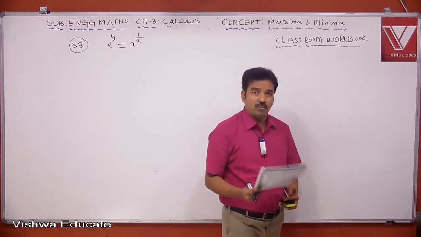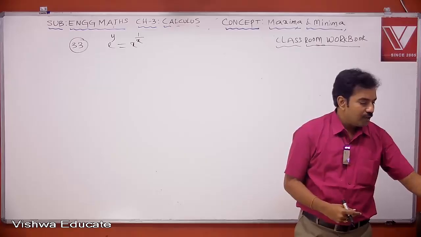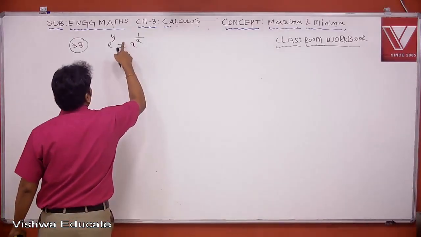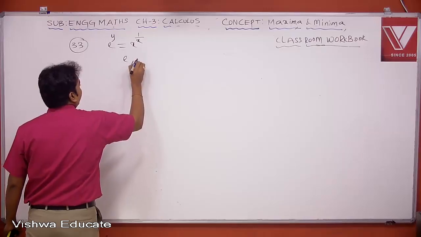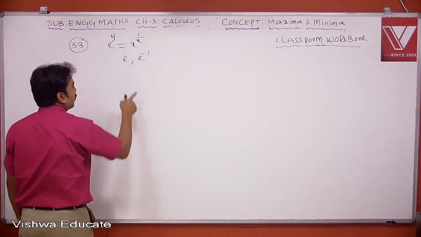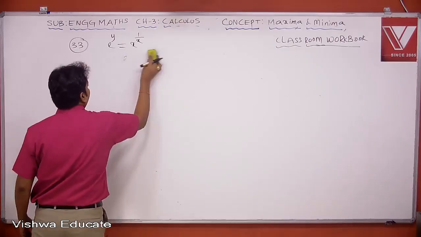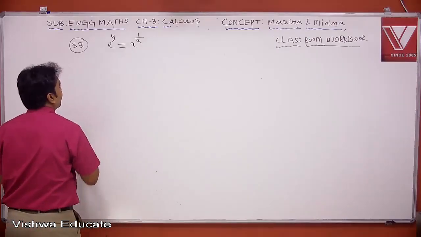So here what is my domain? The set of real numbers. So you need to follow the second derivative test. Now, because the options were given in terms of e and e inverse, we don't know which of these is a stationary point. So to get confirmation, let us find the stationary points first.